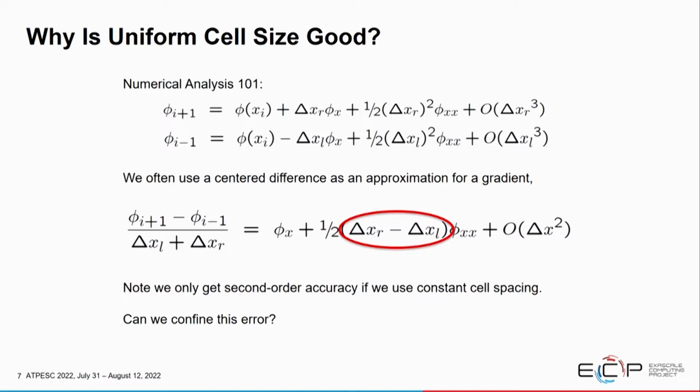And the easiest thing to do is a centered difference. That's kind of the number one thing you learn. And so you have a phi at i plus 1 and a phi at i minus 1. So you have an x sub i, and there's a neighbor to the right and there's one to the left. And I want to take a centered difference, and I can write out a Taylor series.